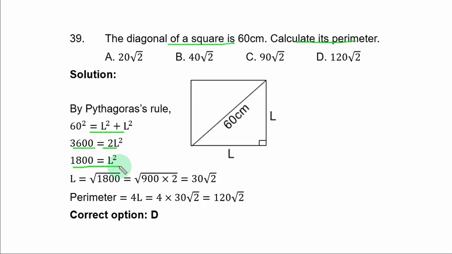To get L, take the root of both sides, so L is equal to root of 1,800. If you express 1,800 as a product of two factors where one is a perfect square, you have 900 times 2, and the root of 900 is 30, times root 2. Perimeter is 4L, that is 4 times 30 root 2, 120 root 2. D is the correct option.